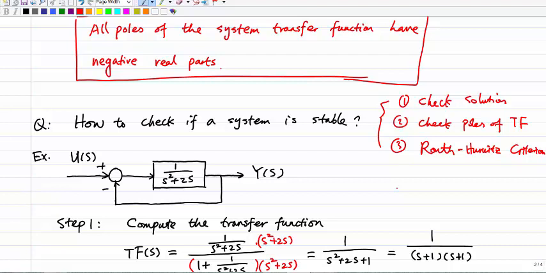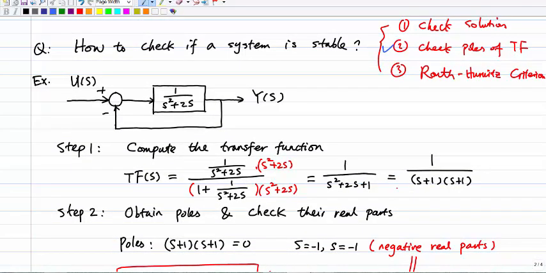So let's talk about using the second approach right now, because we can check the poles of the transfer function. Let's give an example right up here. Let's say I give you a closed loop, unit negative feedback system given by this. I have this system 1 over s squared plus 2s, with input U(s) and output Y(s). As I mentioned earlier, to check the stability of the control system, I just need to compute the transfer function and verify if the poles of the transfer function all have negative real parts. That's what I want to check.